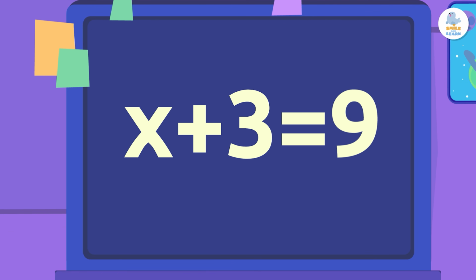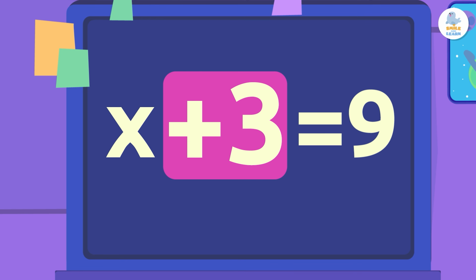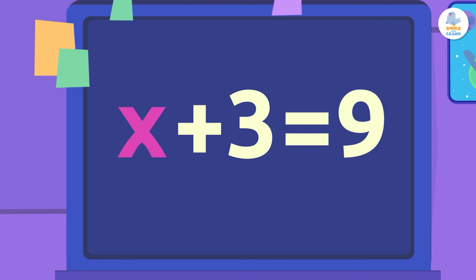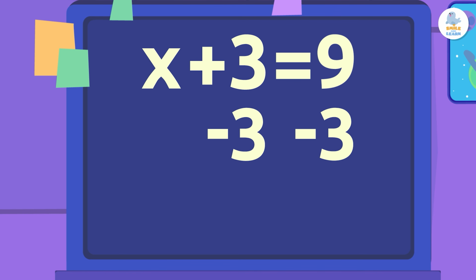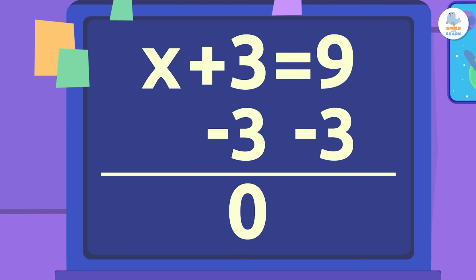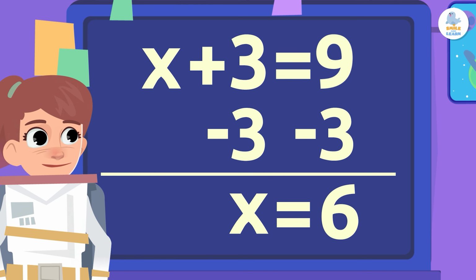In this equation, we're going to isolate the x on the left side. But right now, that x is accompanied by an operation, plus 3. So we need to move that to the right side and isolate the x. We do this with the reverse operation of addition, which is subtraction. To keep the equation balanced, we subtract 3 from each side of the equation. 3 minus 3 equals 0. 9 minus 3 equals 6. Look, now we've isolated x. So x equals 6. Equation solved.